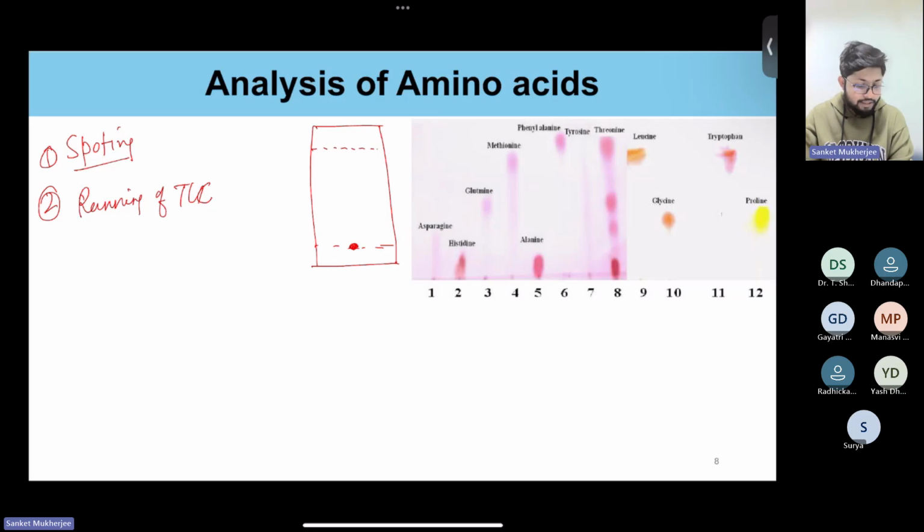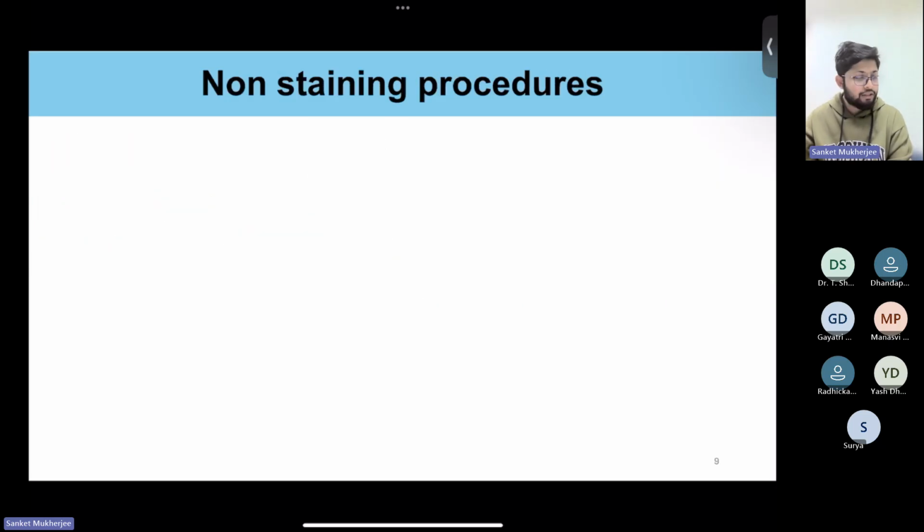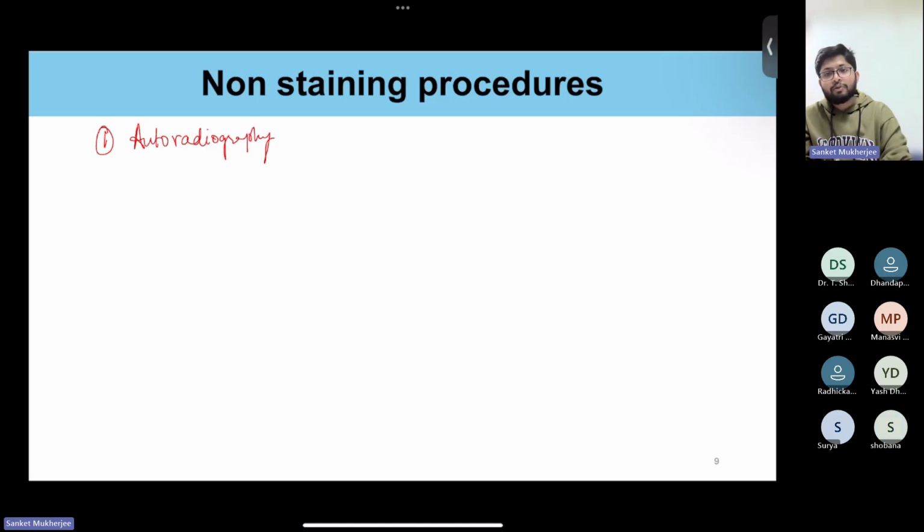For analysis, there is staining required. Usually ninhydrin is used for amino acid staining. There are non-staining procedures as well. The non-staining procedures are like autoradiography. In autoradiography, the TLC plate is placed along an X-ray film for 48 to 72 hours exposure, and then that film is processed.